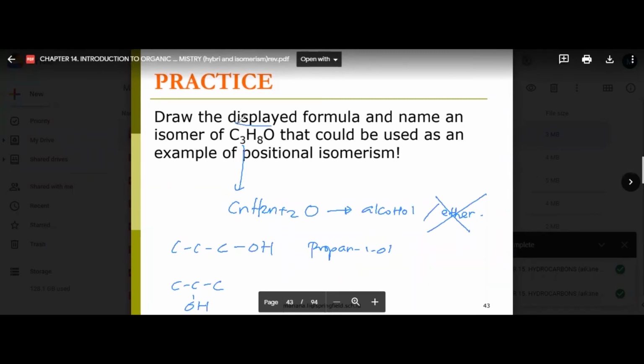Okay, since this question asks about the displayed formula, you should open all bonds, complete with H. Something like that.